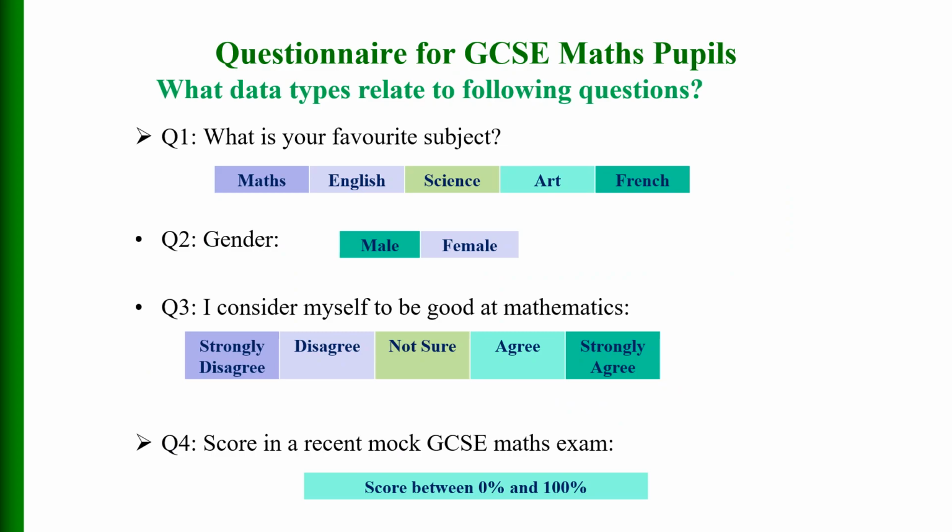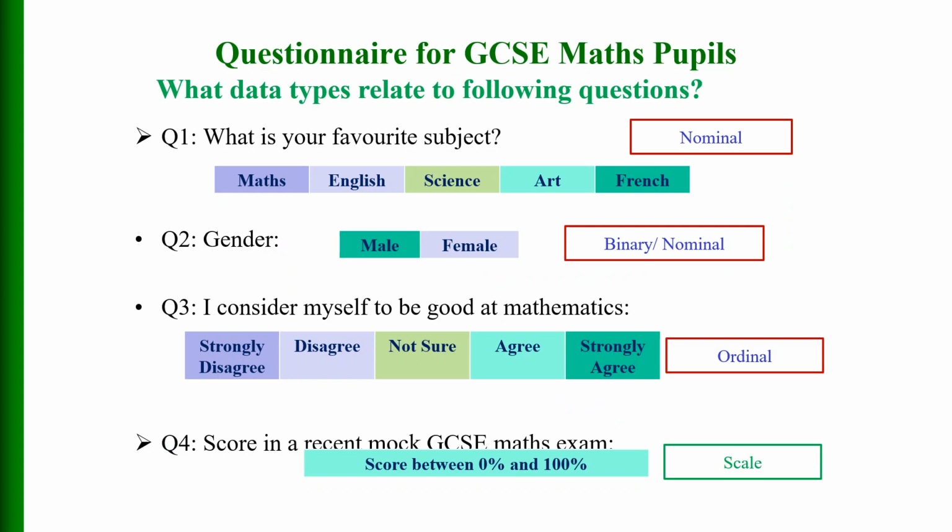Question number 3: I consider myself to be good at mathematics. Strongly disagree, not sure, agree, strongly agree. And finally question number 4: show the score in a recent mock GCSE maths examination, and the score is between 0 and 100%. I hope you have solved these questions. If not, then here are the answers.